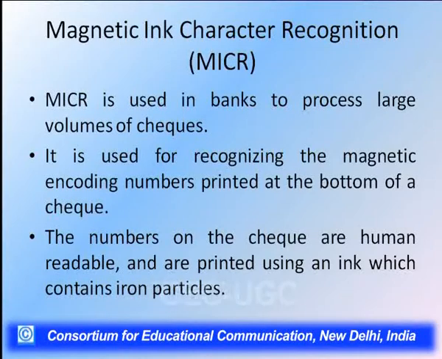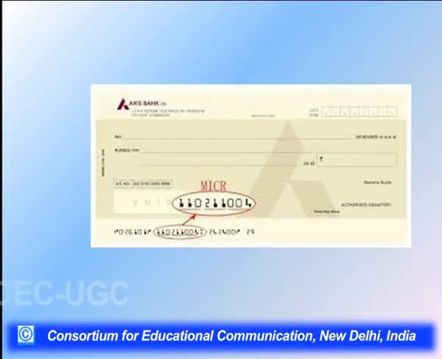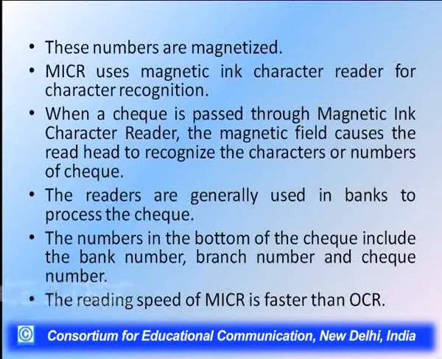So MICR is used in banks to process large volumes of checks. It is used for recognizing the magnetic encoding numbers printed at the bottom of a check. The numbers on the check are human readable and are printed using an ink which contains iron particles. So you can see these numbers are written using MICR, the magnetic ink, the ink which has iron particles in it. These are machine readable numbers and can easily be read by the magnetic ink character reader. So these numbers are magnetized.